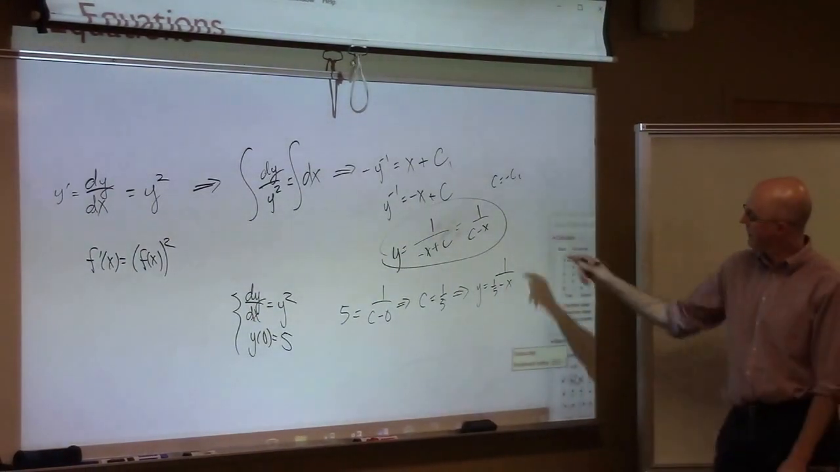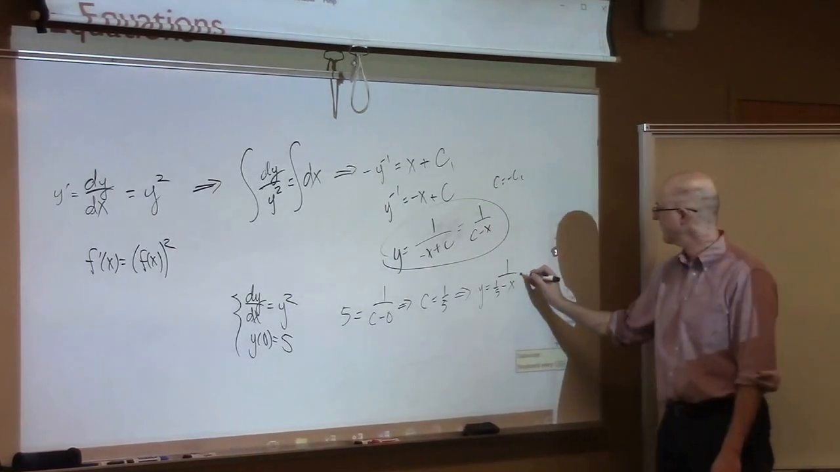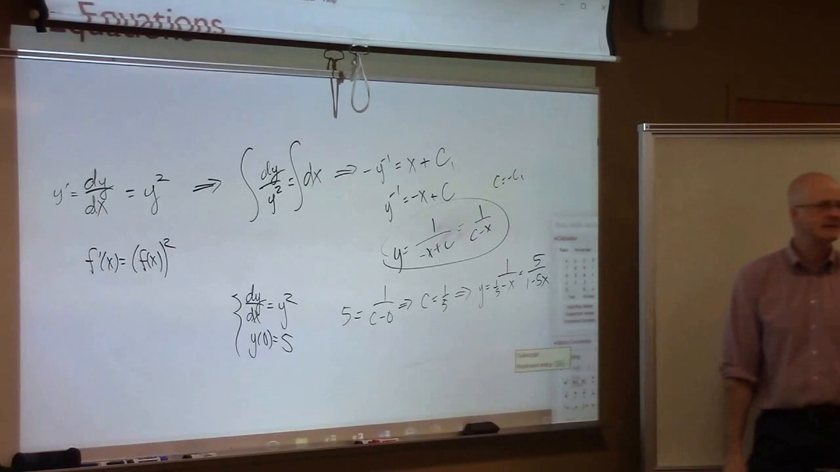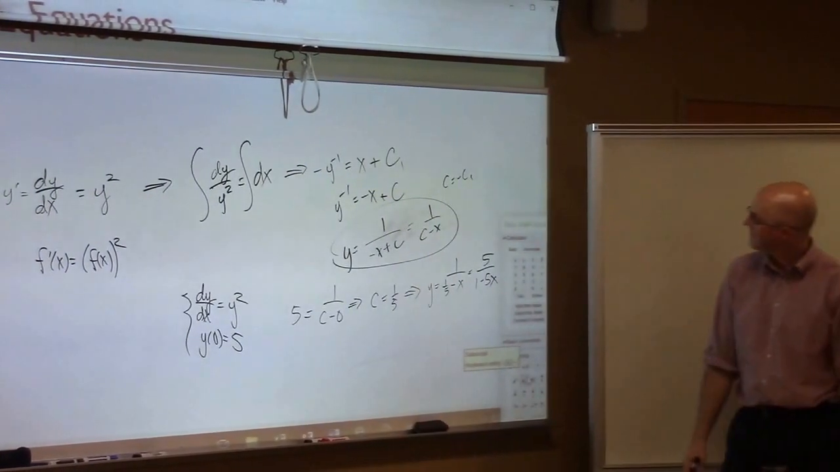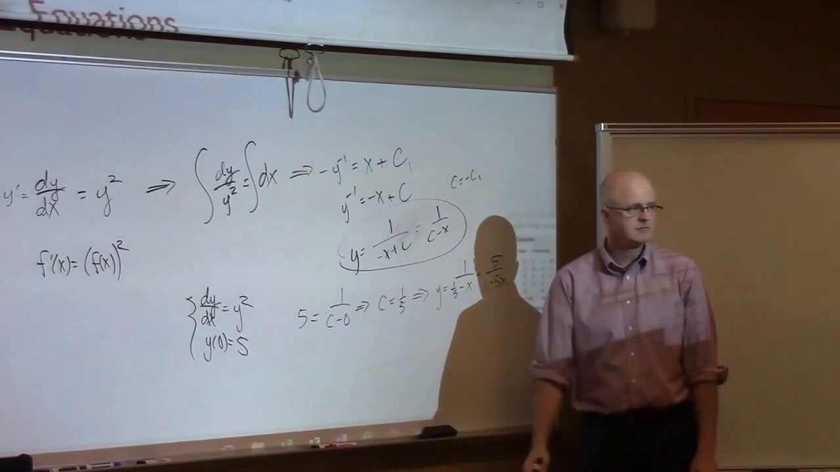It's also okay to multiply the top and the bottom by 5, which doesn't change the function. You can also write this as 5 over 1 minus 5x. Those are the same functions. These are equal. This is the unique solution of this initial value problem.